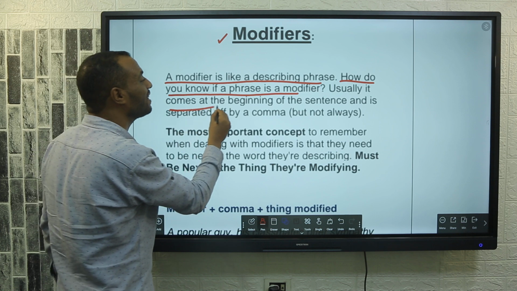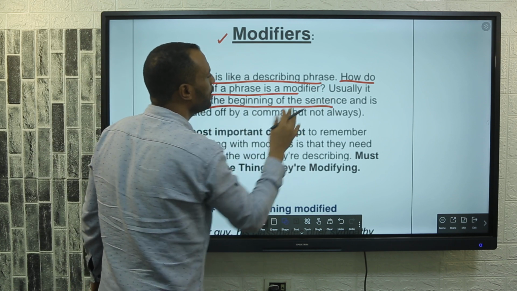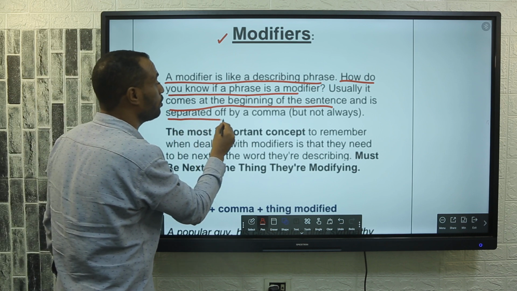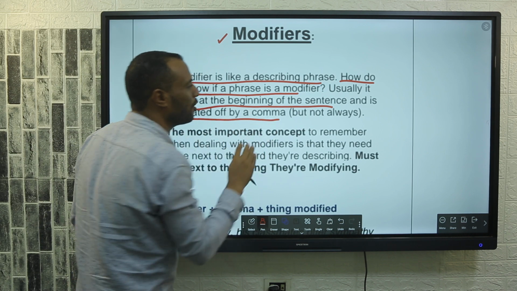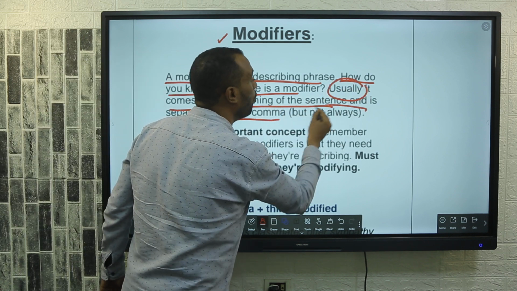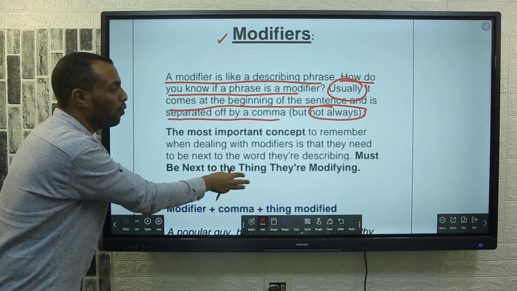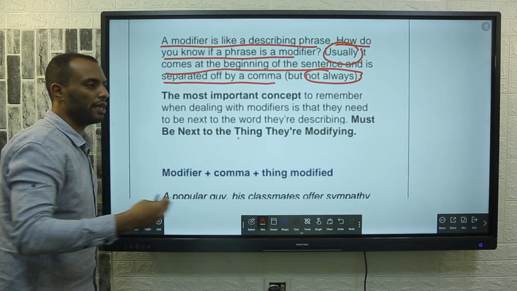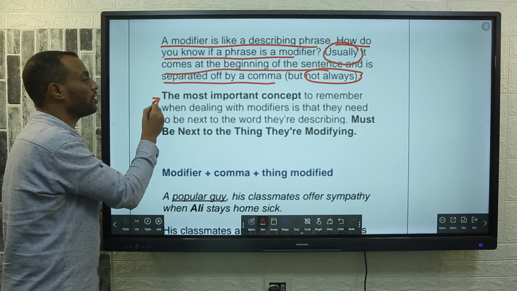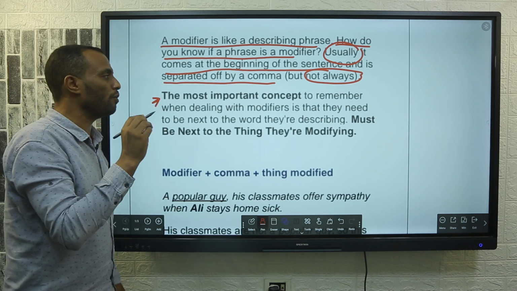The answer is so easy. Yes, because it usually comes at the beginning of the sentence, to be honest. And it is also separated by what? By a comma. But take care, I told you usually, but not always, because for our sheet we are going to speak about different types of modifiers. Let's speak now about the most important rule for modifiers.